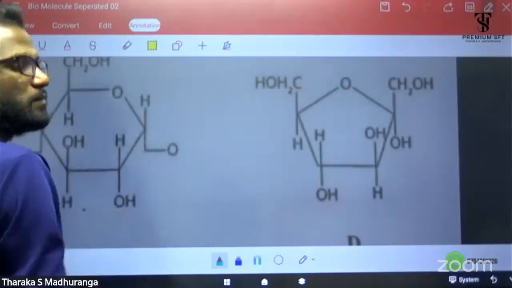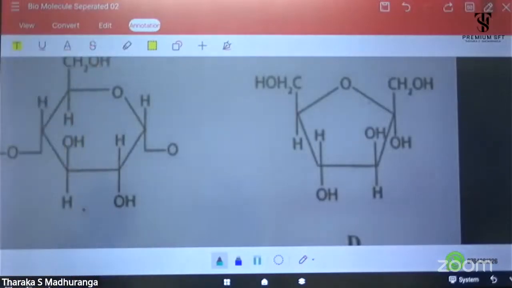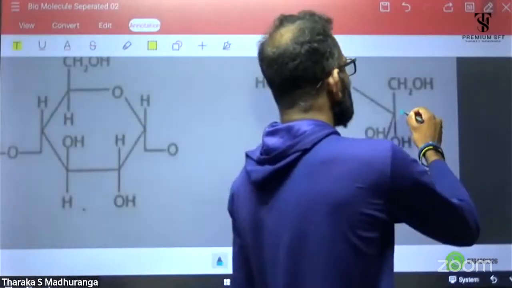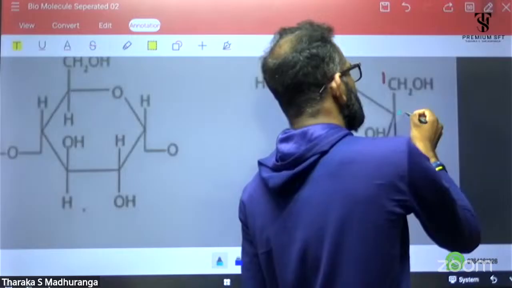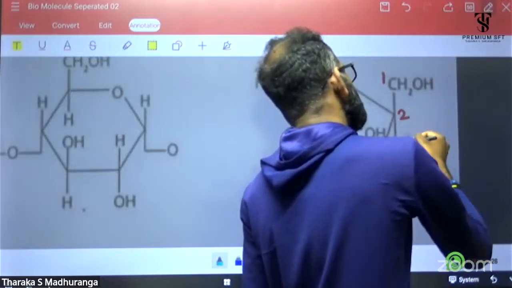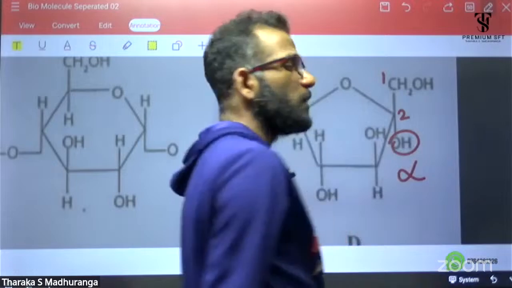Okay, what is this? It is fructose. Is it alpha or beta? Very good. It is alpha. How? In fructose, this is carbon number 1 and this is carbon number 2. However, this OH downward means alpha. Alpha fructose.